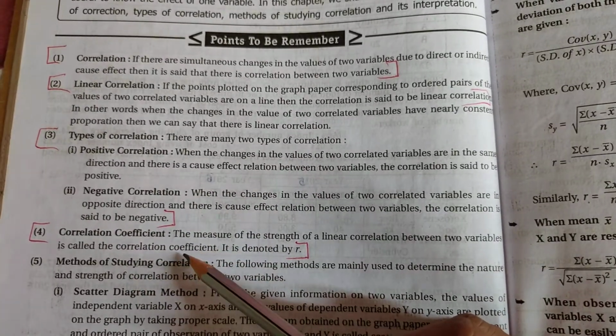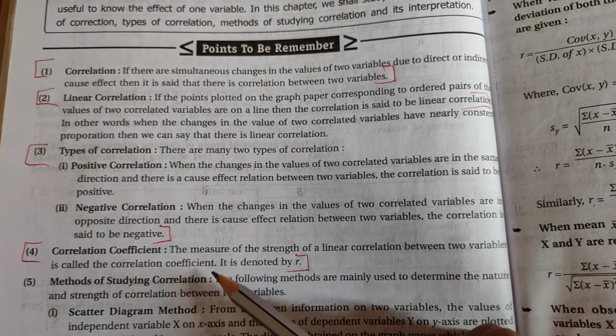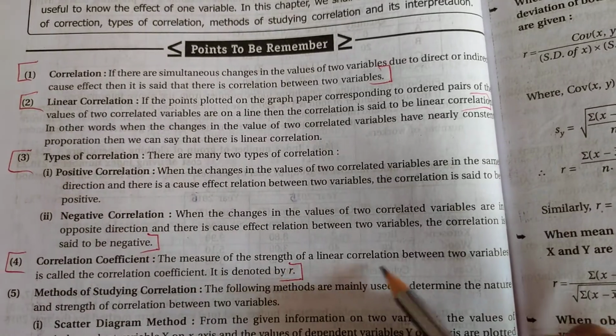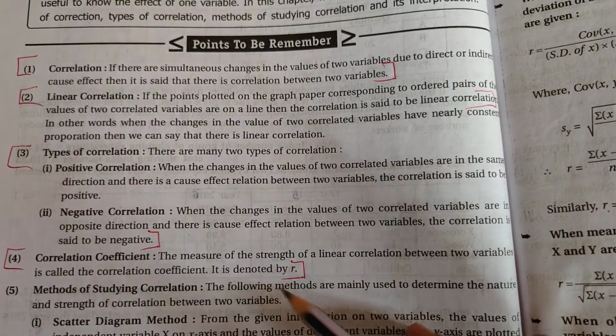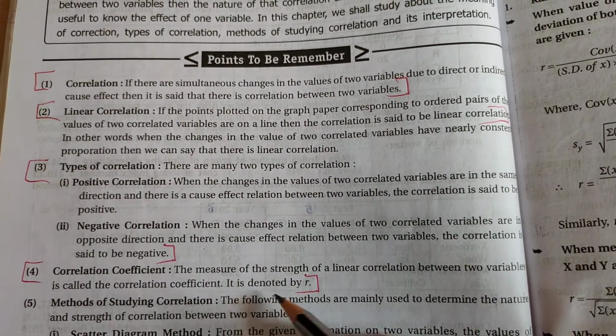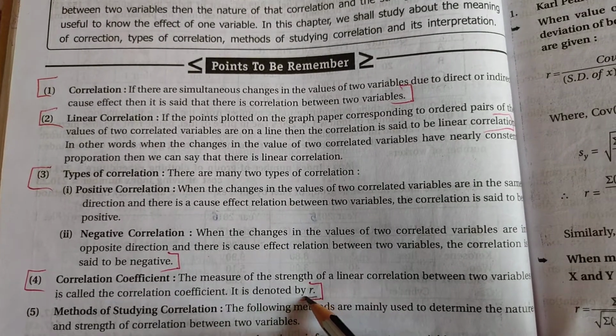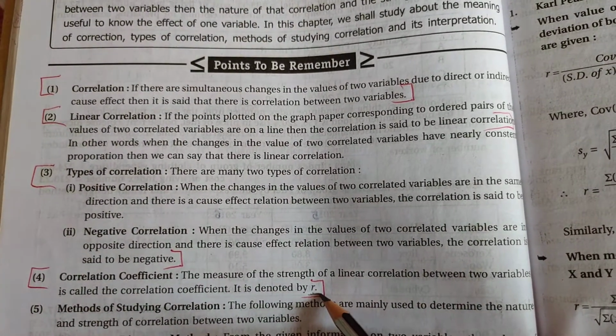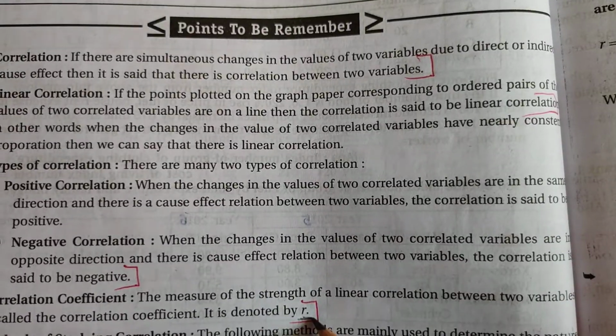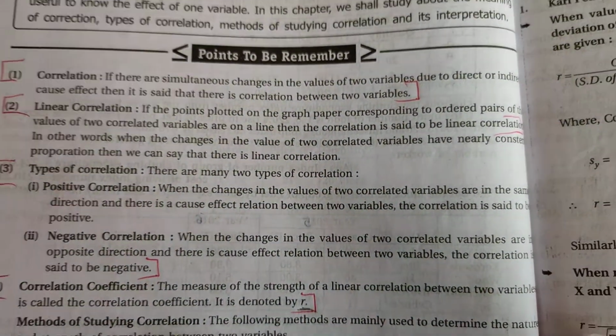Now what is correlation coefficient? The measure of the strength of a linear correlation between two variables is called the correlation coefficient. And the correlation coefficient is denoted by R.